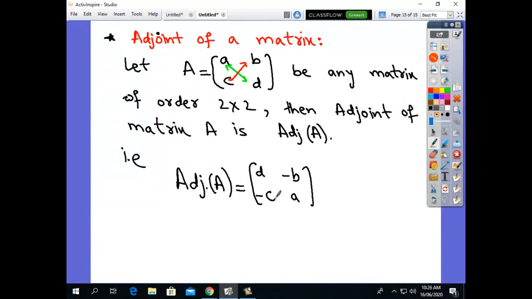Again, we define the adjoint of a matrix with an example, then it's clearer to you that in any matrix we change the principal diagonal values and change the sign of the other diagonal values, then it becomes the adjoint of a matrix.